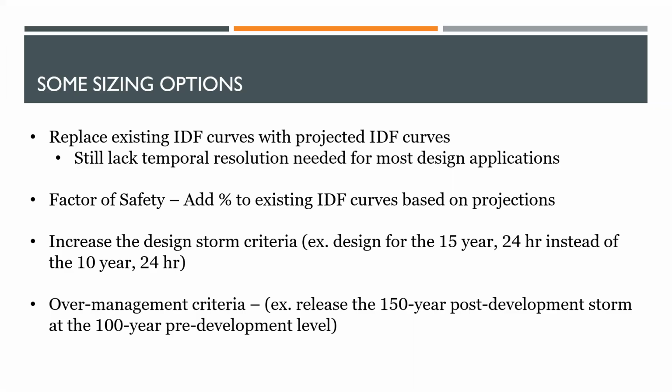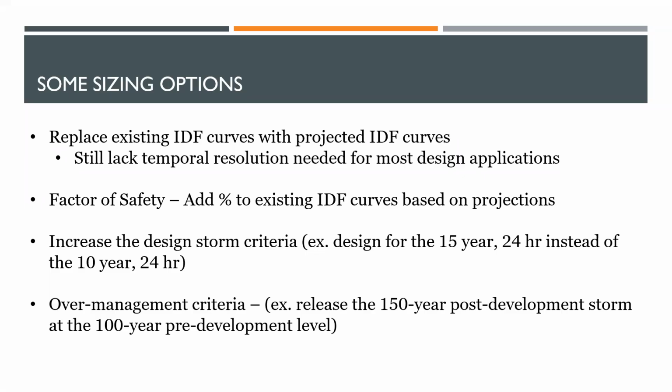You can look at a factor of safety approach. Maybe that is looking at a change factor between Atlas 14, the current precipitation data, and a projected condition, and add a percentage to your Atlas 14 curves based on those numbers. You could do something like increasing the design storm criteria. There have been some studies that say, well, the 100-year storm is now really the 66-year storm event.